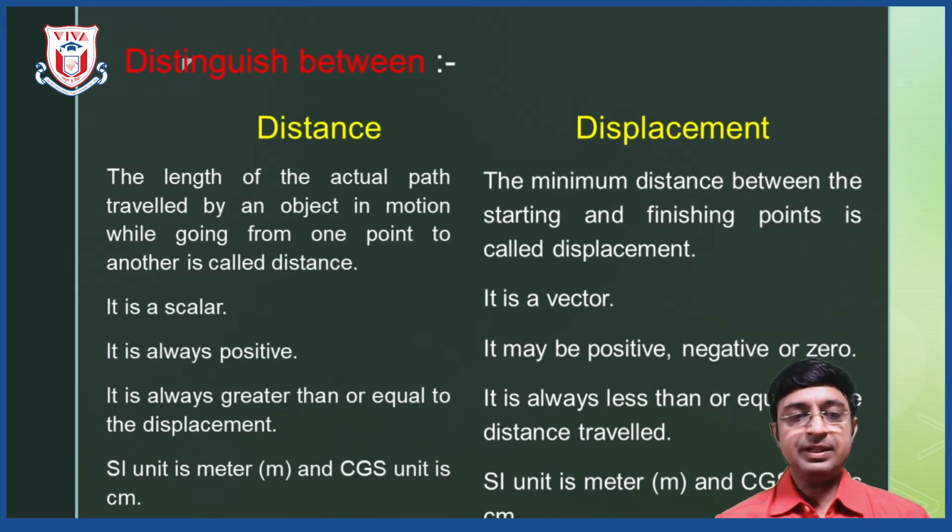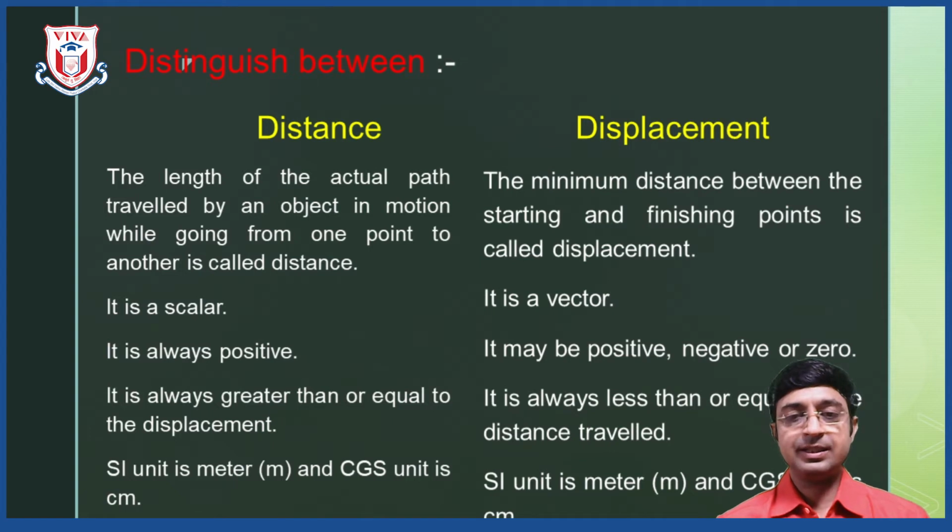Next distinguishing point, distance is always positive, but displacement may be positive, negative or zero. In case of distance, next distinguishing point, it is always greater than or equal to the displacement, and in case of displacement, it is always less than or equal to distance travelled. Now units. SI unit of distance is meter and CGS unit is centimeter in both the cases, because distance and displacement are measured in the form of length. So units in SI system and CGS system are the same.